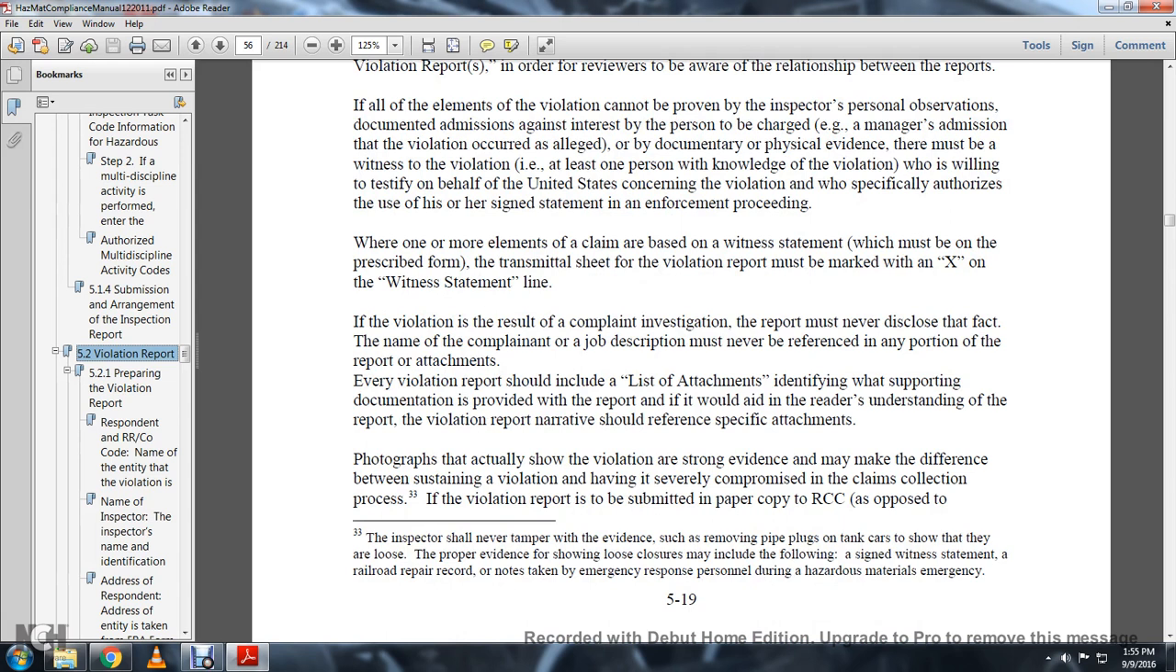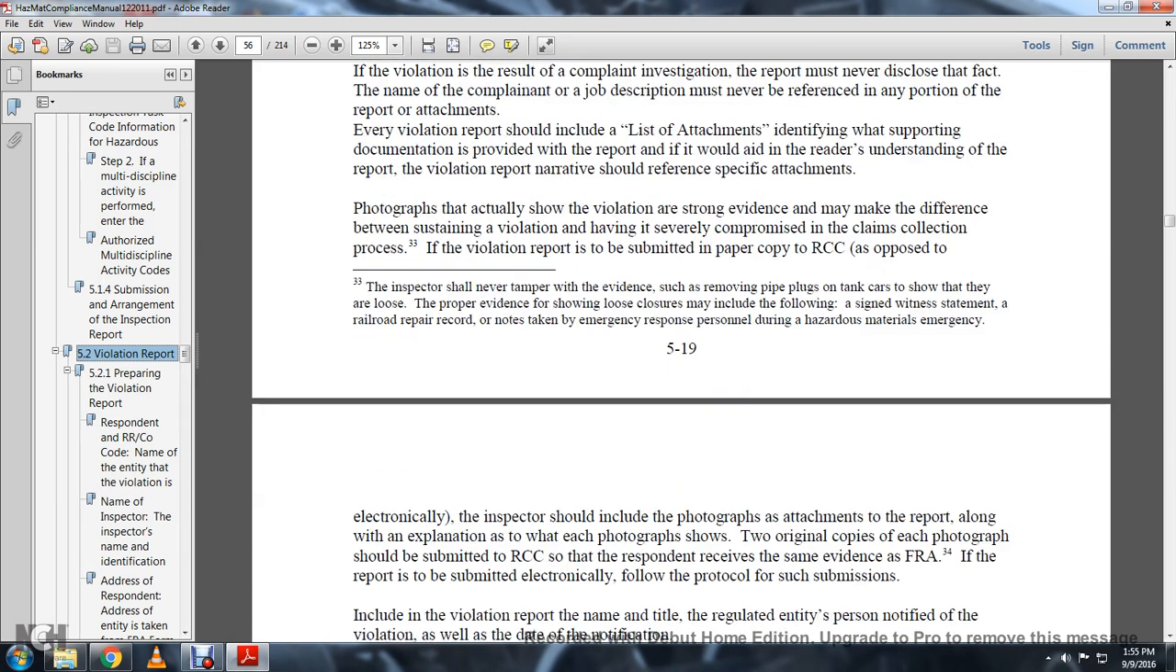Any violation report shall include a list of the attachments identifying the supporting documentation provided with the report. If it would aid understanding of the report, the violation report narrative should reference specific attachments.